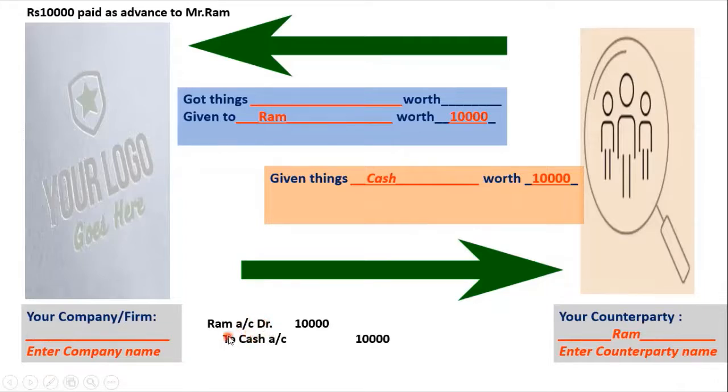So the journal entry is Ram account debit to cash account. It means that cash of 10,000 rupees is given and Ram is responsible to repay the 10,000 in future.